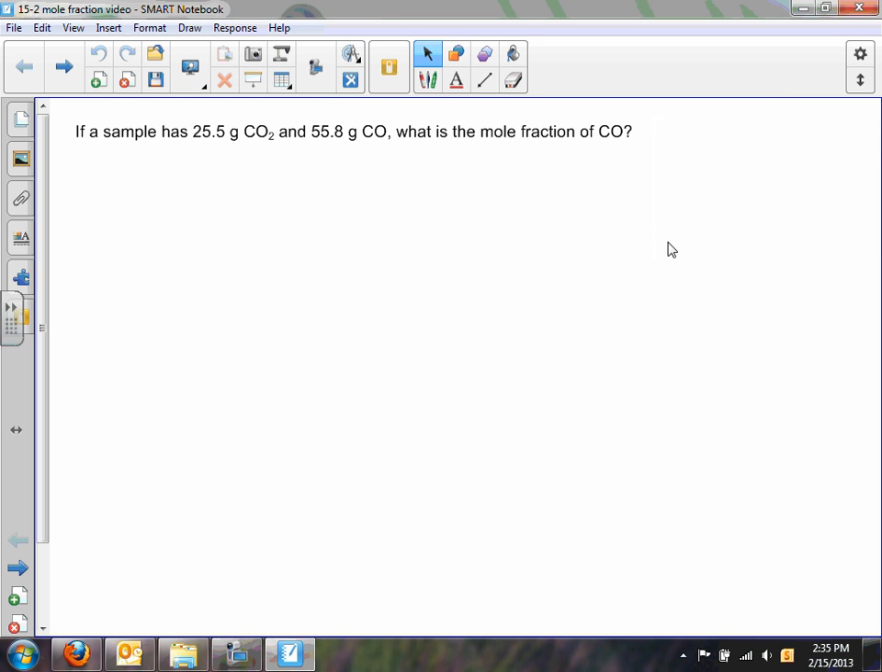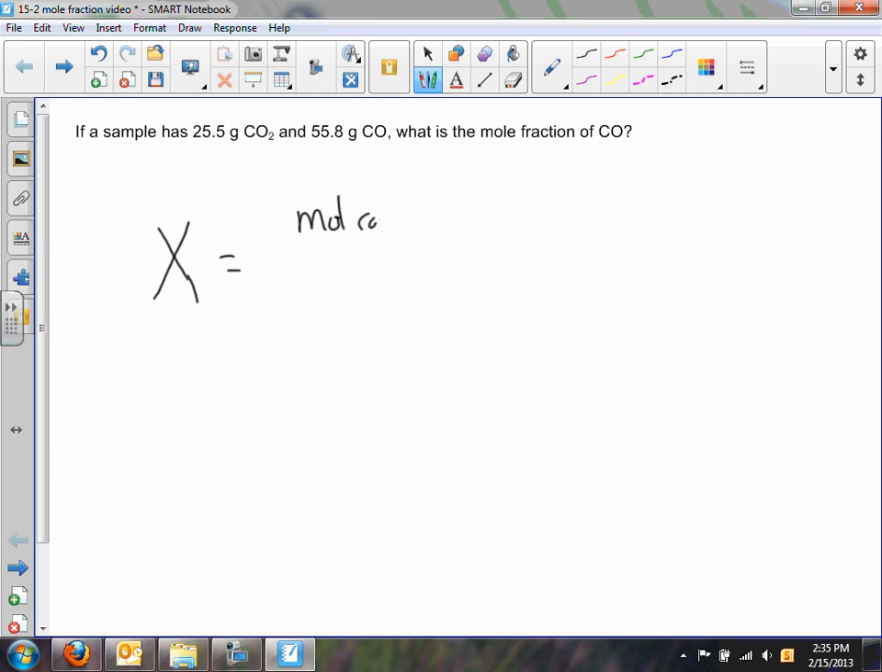This will be an example of a mole fraction problem. It says a sample has 25.5 grams of CO2 and 55.8 grams of CO. What is the mole fraction? Well, mole fraction, X, is simply the moles of the component that we're looking for divided by the total number of moles. So notice it does say mole fraction, hence the fraction form, and it has to be of moles.